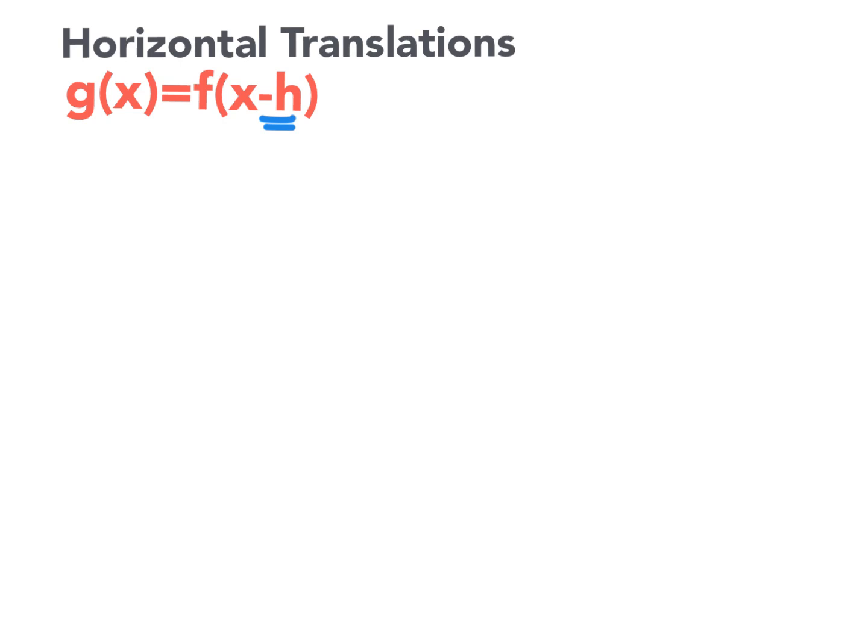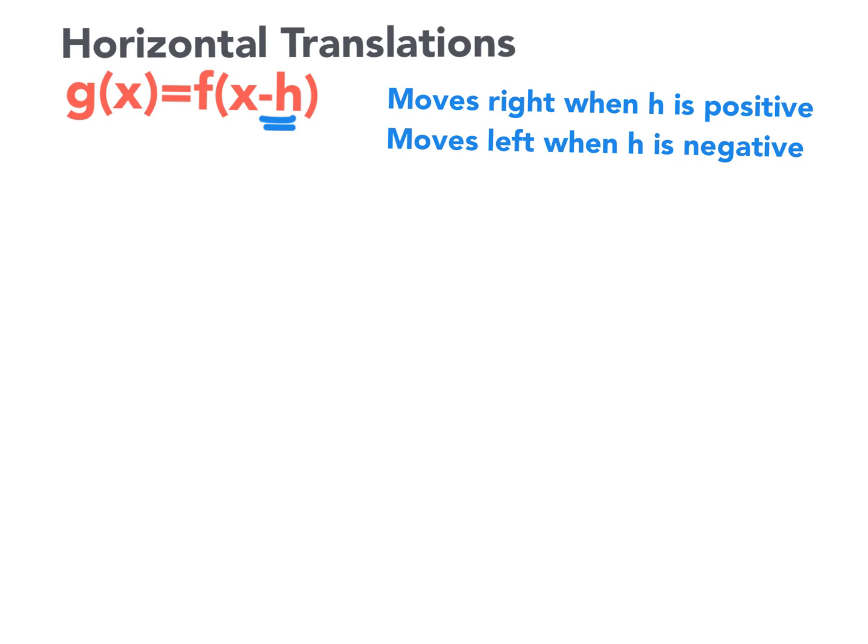All right, horizontal translations, this h, these can be a little bit trickier because you have to pay attention that it's minus h. So whatever h is in here, its sign is actually different than what it appears. So we just have to remember that it'll move right when h is positive and left when h is negative. But think about it. If you put a negative h in here, you'd have x minus negative h, which would make it look like x plus h.